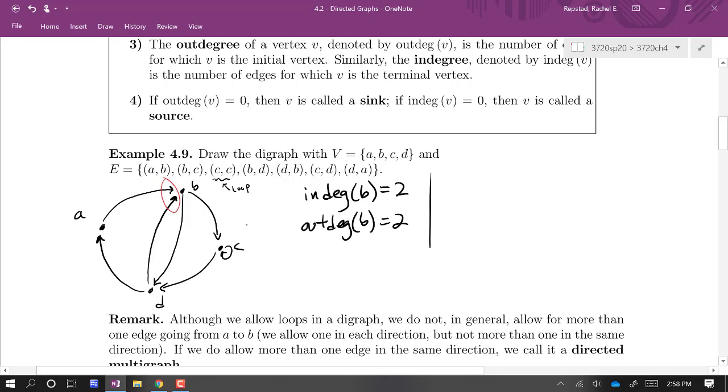If you look at C, C is interesting because there's a loop there, right? There's an edge from C to itself. The in degree, so that loop is going to contribute 1 to the in degree and the out degree of the vertex C. So the in degree of C is also 2, and the out degree of C is also 2.